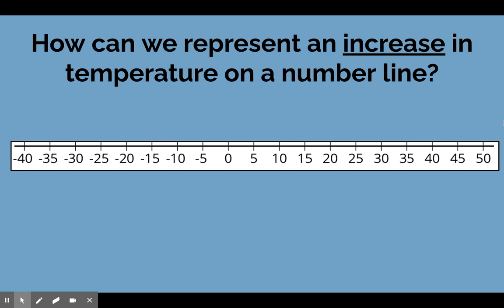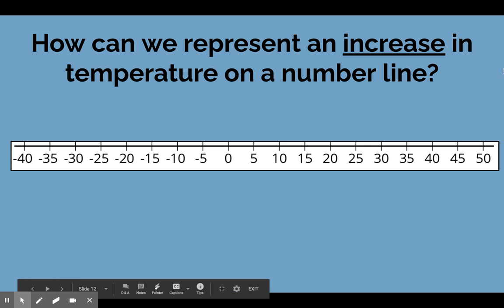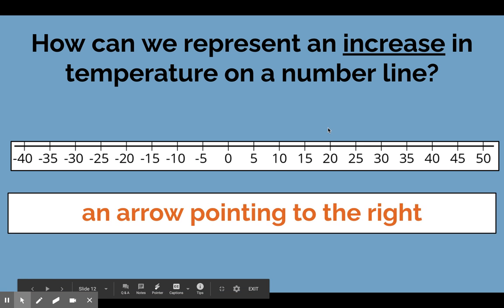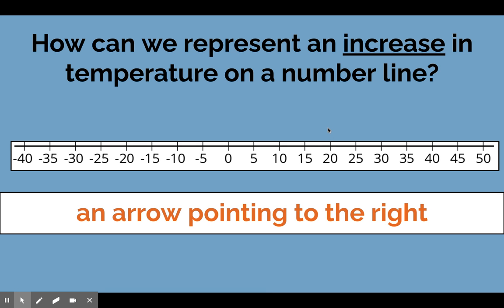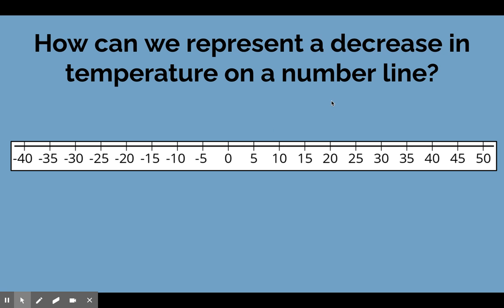Okay, so the answer to this, we can represent an increase in temperature on a number line by using an arrow pointing to the right. So if we're increasing something, we're going to use an arrow pointing to the right. Let's do the same thing for the next one.